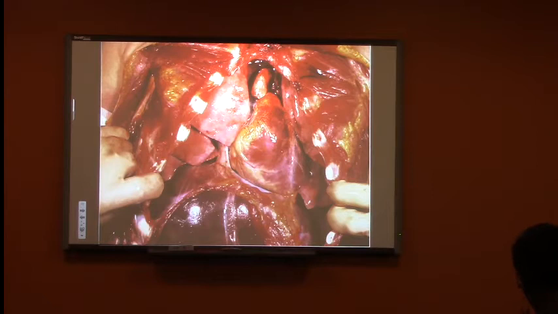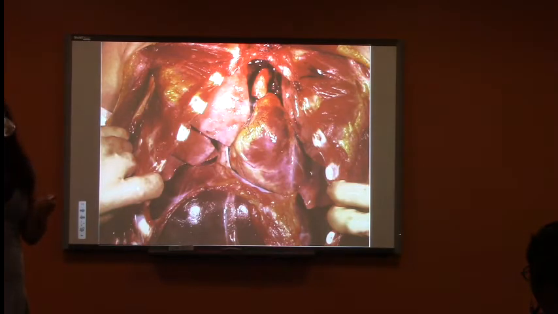Now, we finished talking about the blood vessels, and now we're going to start talking about the heart. This is just an image for you to see the actual open chest.